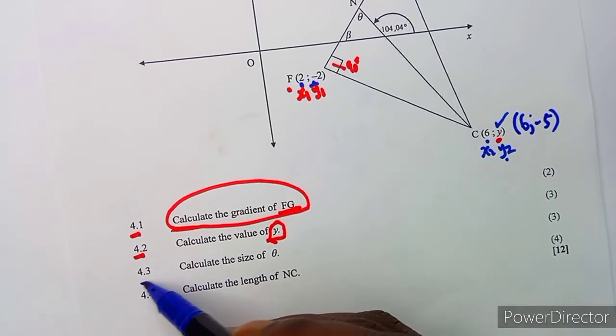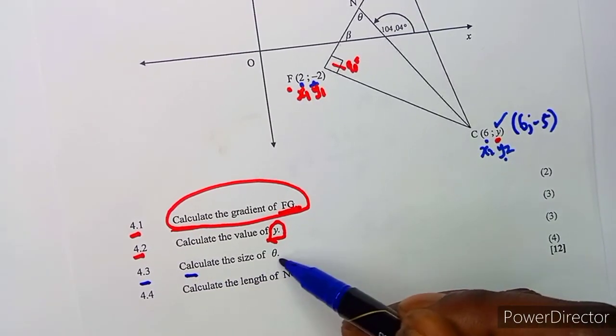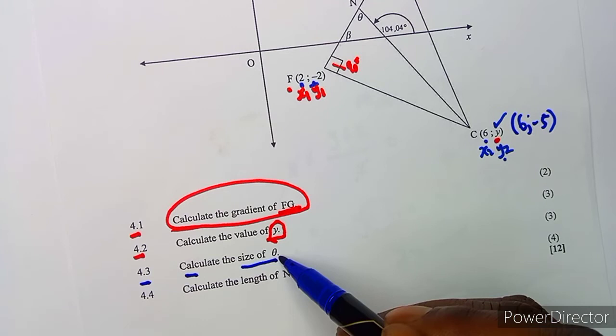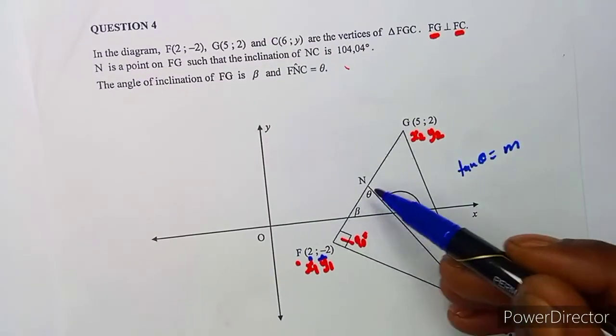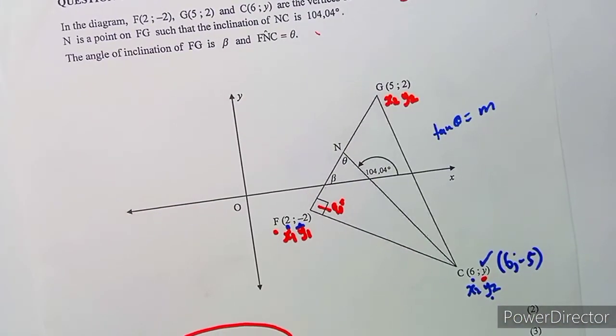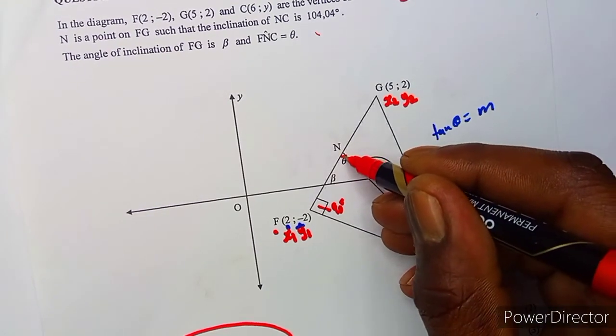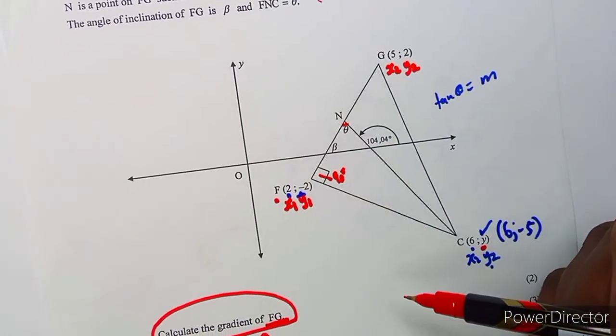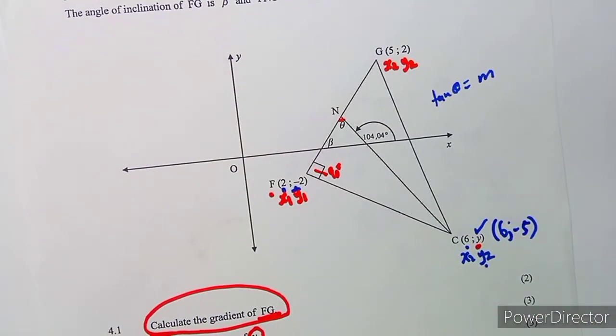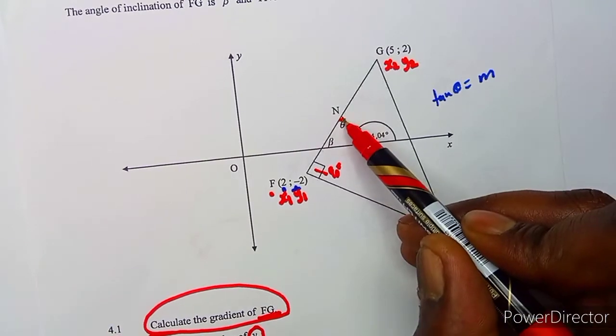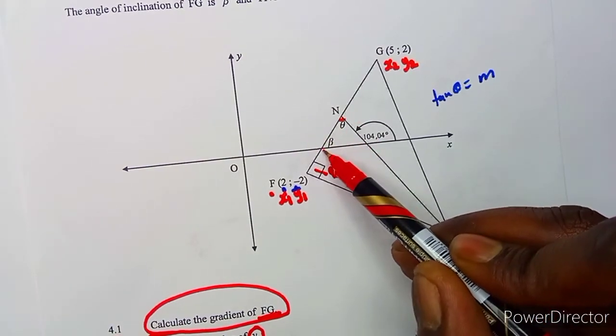And let's move on to 4.3, which is to calculate now the size of theta. Okay, theta is this one, this angle here. That is our theta, as you can see here at n. So how can we find this theta? Okay, there's something that I want you to understand, guys, as you can cross check here from this triangle, n to this point to this point.